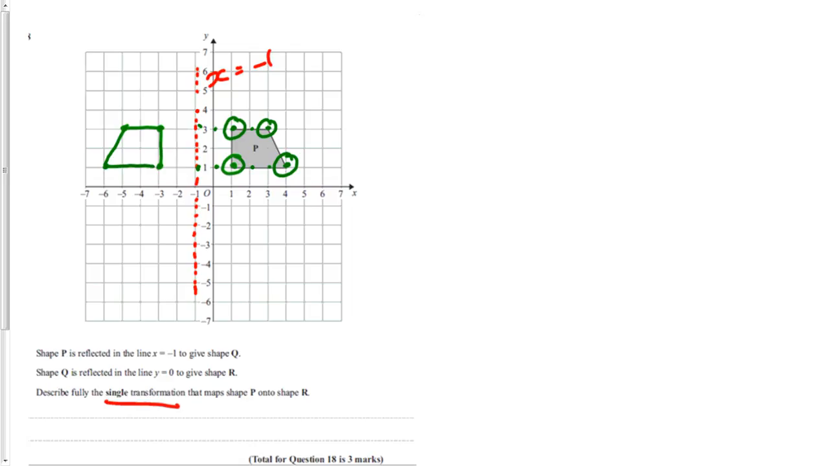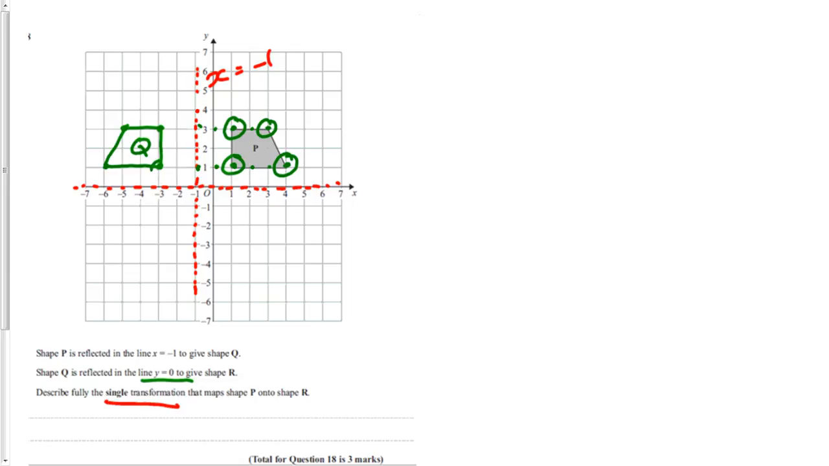And if we join that together, that's a reflected shape, and we call that Q. What we've then got to do is reflect shape Q, which we've just drawn, in the line y equals 0. So the line y equals 0 is the line that goes through the y-axis at 0. So this line here goes through the y-axis at 0. So we've got to reflect it in that red dotted line there.